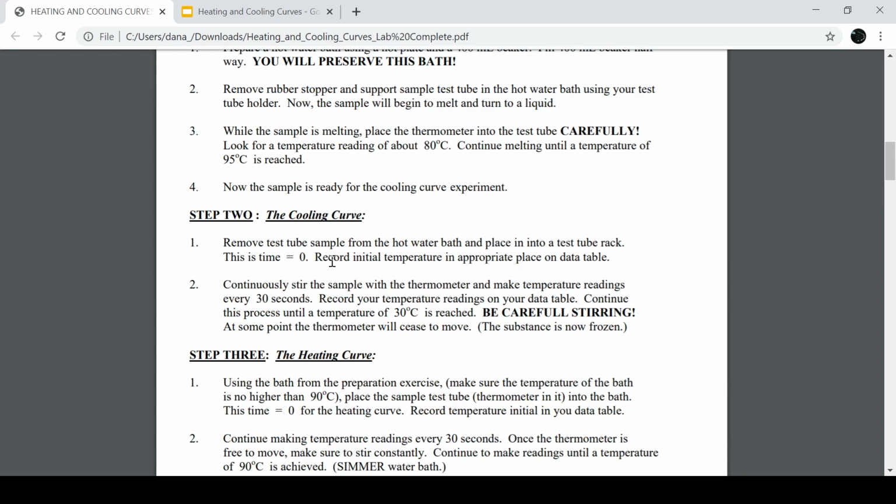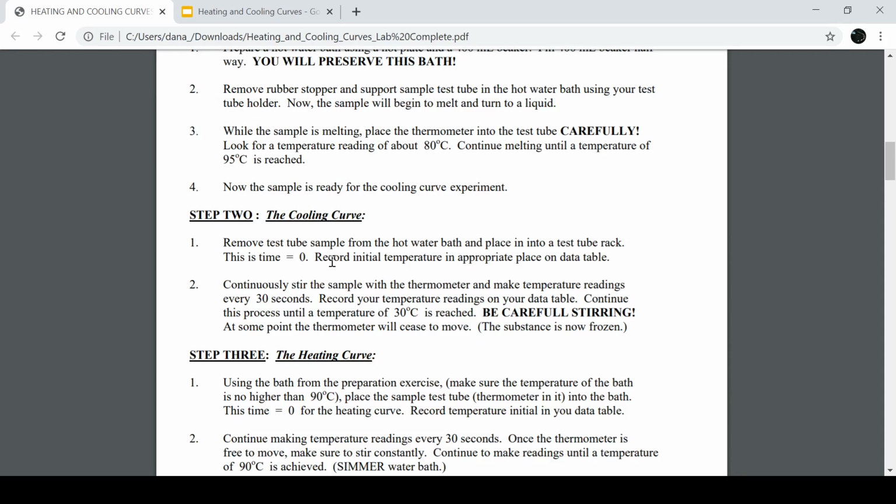You're going to pull it out, that'll be your 0 time. You are going to continue to stir your stearic acid while it's in the test tube using your thermometer, and every 30 seconds you will be taking another measurement. And you are going to record what the temperature is there after that 30 seconds. And you're going to keep doing that until you reach a temperature of 30 degrees. Okay, so every 30 seconds until you reach 30 degrees.